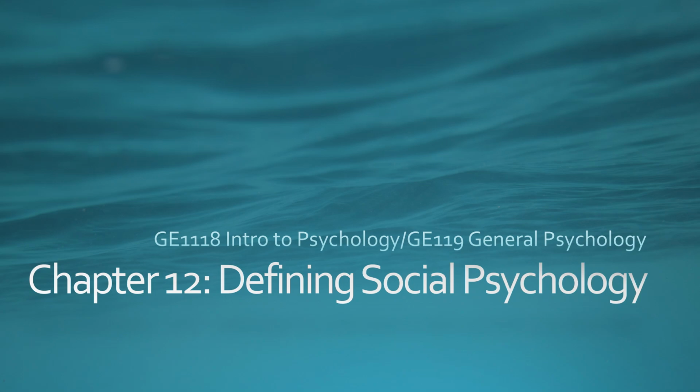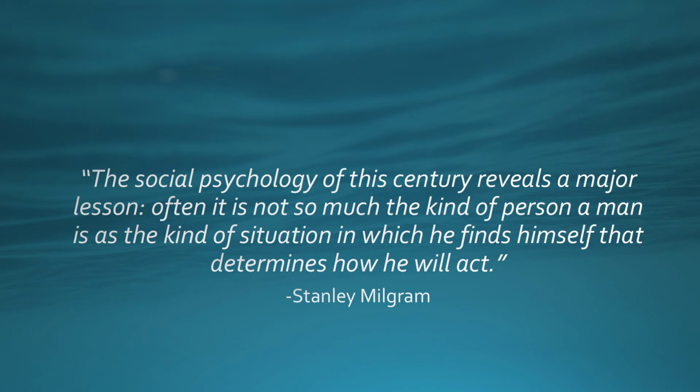This PowerPoint is from Chapter 12, and it is on defining what social psychology is. The social psychology of this century reveals a major lesson. Often it is not so much the kind of person a man is as the kind of situation in which he finds himself that determines how he will act. And that's a huge part of social psychology, not looking at the individual by themselves, but looking at them as part of a greater context, as part of a greater society or group of people.